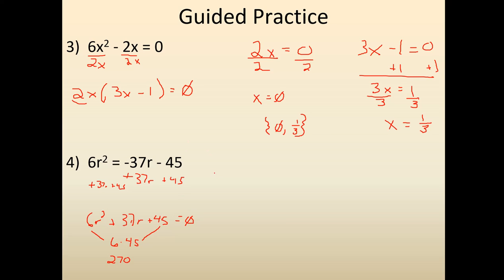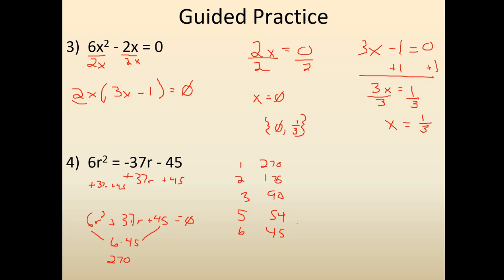Now this is going to take me a while because I'm going to have to go through a bunch of terms before I can get to one that's close to 37. So 1 and 270, that's not it. 2 and 135, that's not it. 3 and 90, that's not it. Then we can do 5 and 54. We're getting a little closer, but that adds up to 59. So let's see, 6 is a factor, but it's 6 and 45. That adds up to 51.